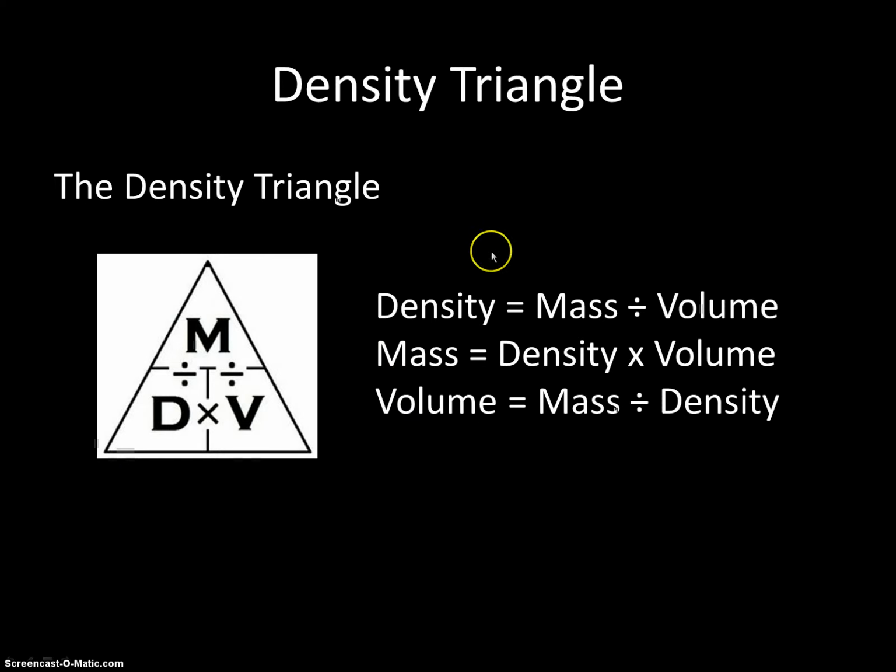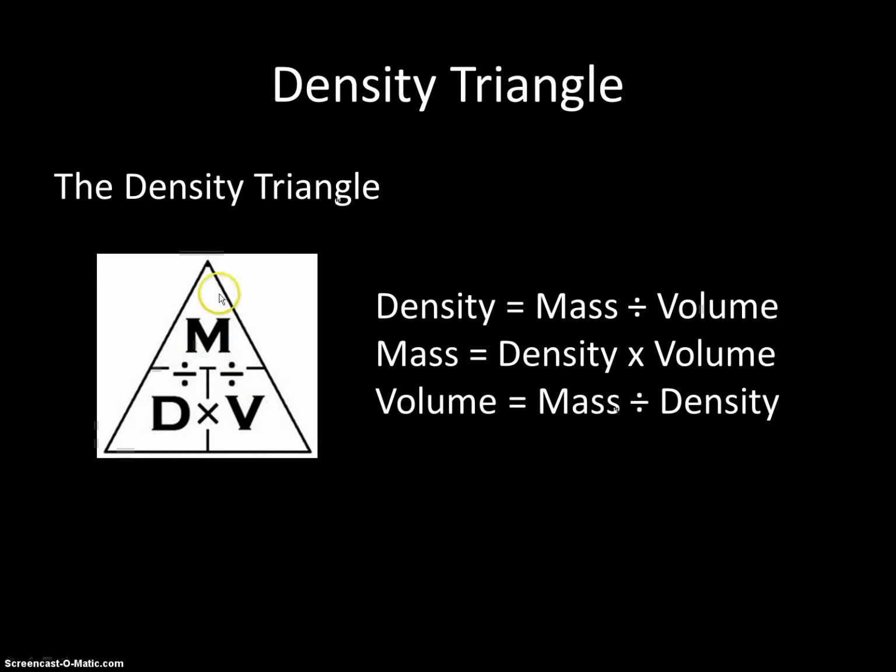And you can see by looking at these equations here on the right hand side that as long as we know two of these properties of matter, we can calculate the third. We have a way to find an equation to figure out the third value. So let's look at our density triangle. You are going to want to memorize this, or at least know how to lay it out, have it in your notes, so that you can use it whenever you need to find density, mass, or volume in a problem or equation.